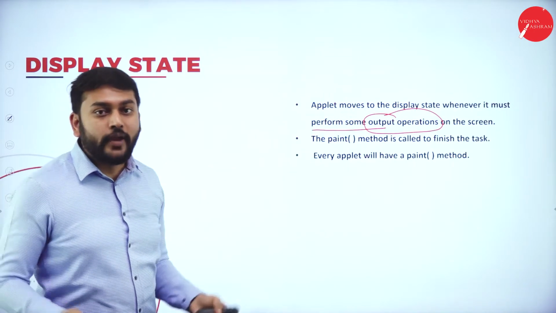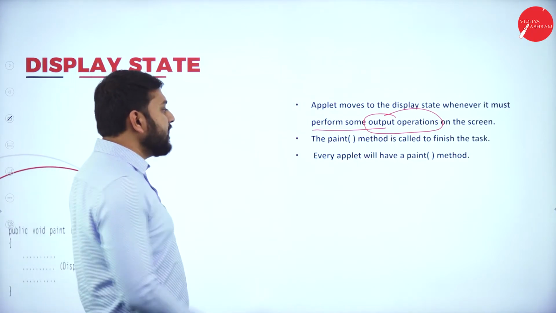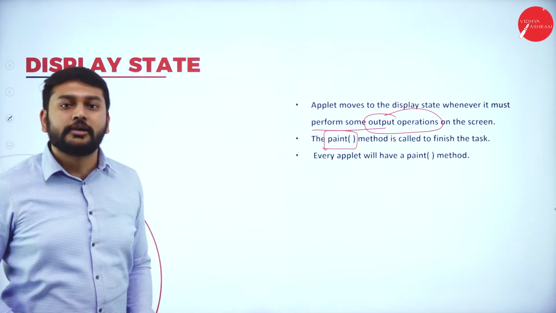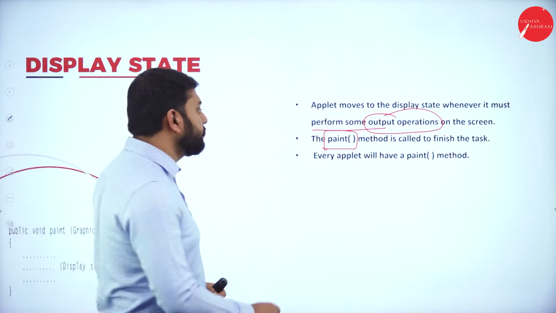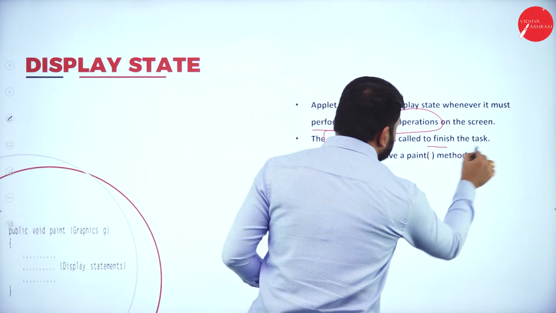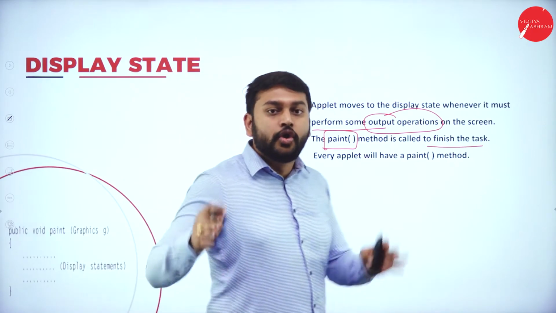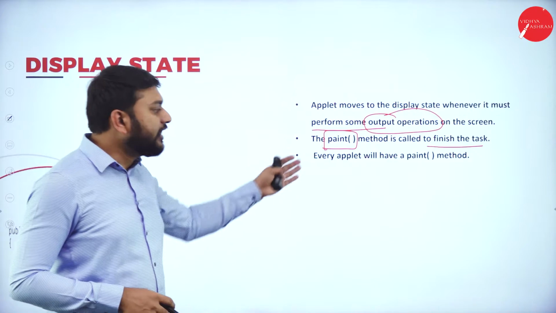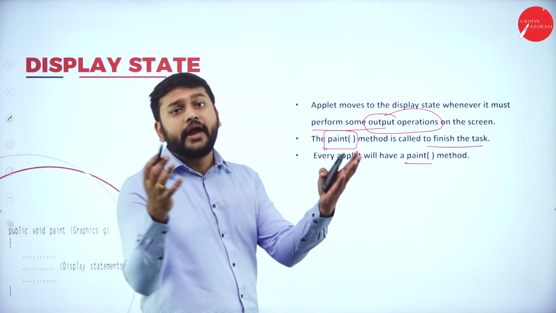So guys, where do you get the output? Obviously on the screen, sir. Yes. The paint method. Please remember this method. This is one of the important methods with respect to the applet. The paint method is called to finish this task. If you want to display anything, I will be using the paint method, is what you need to remember here. Every applet will have a paint method. So how do I write that?